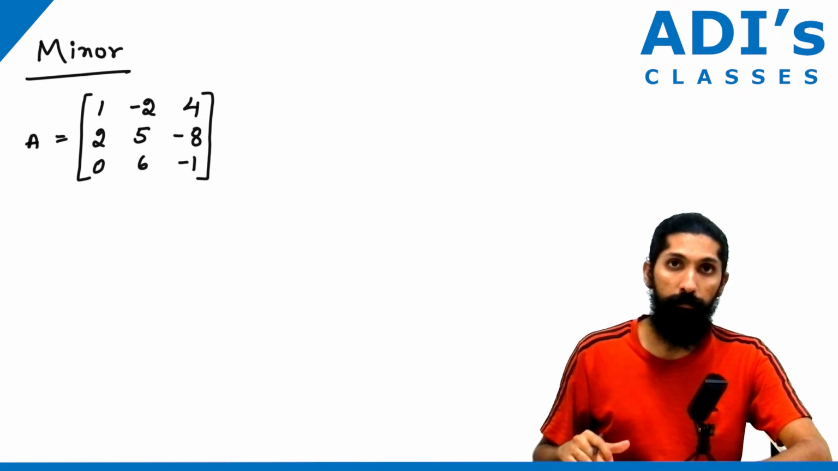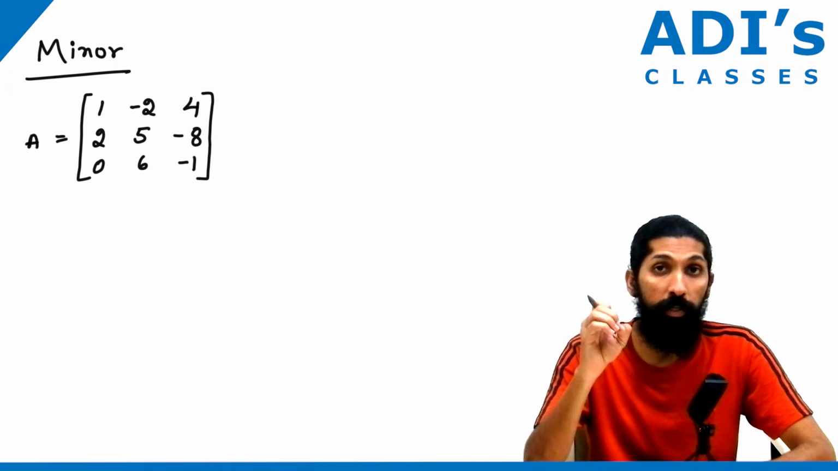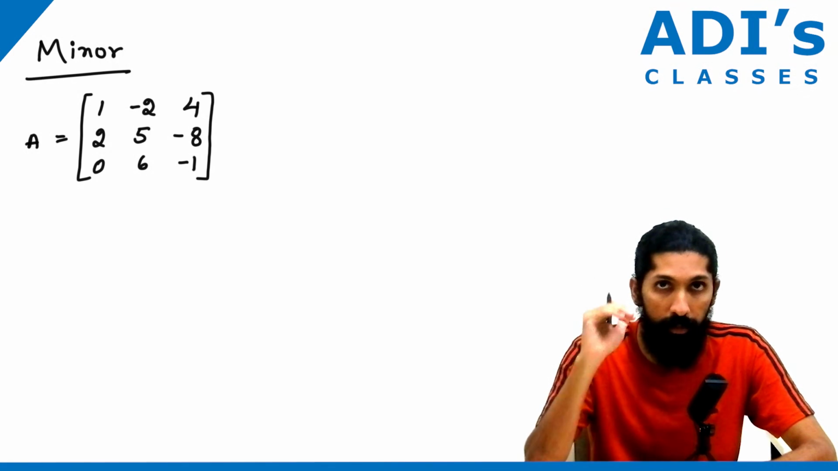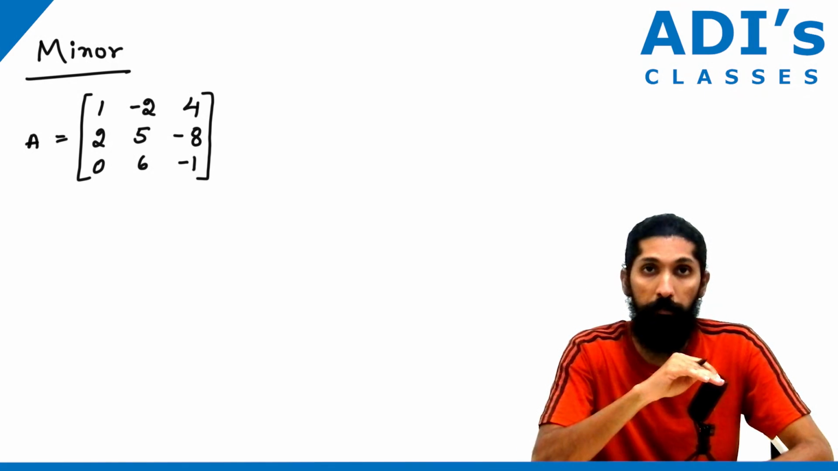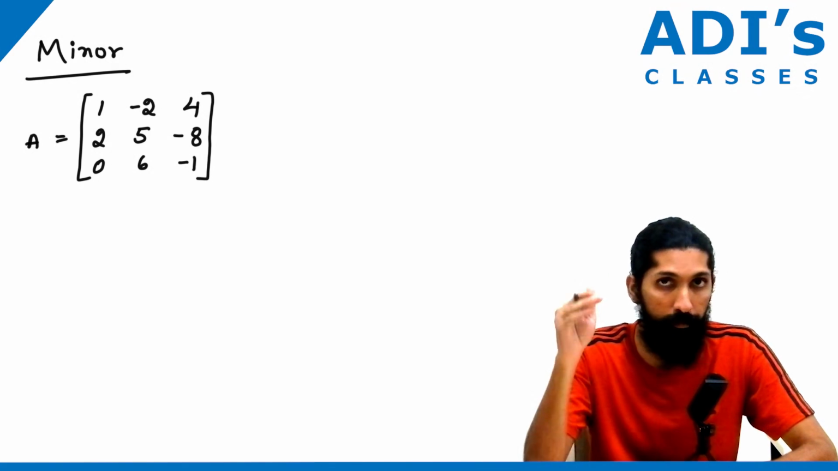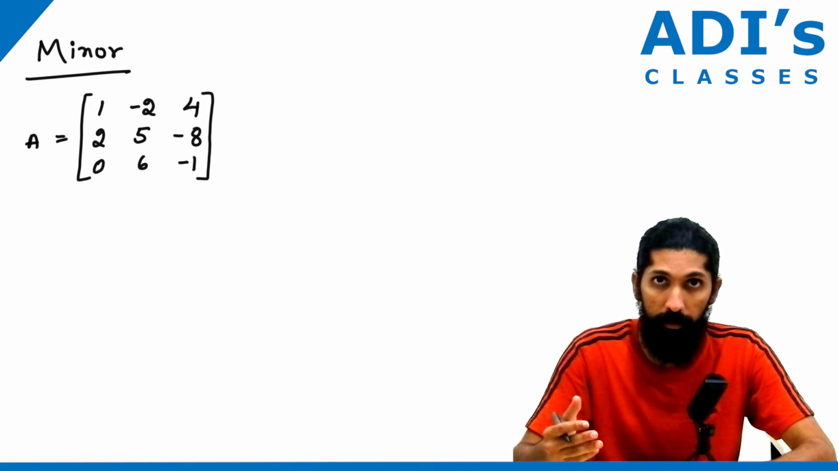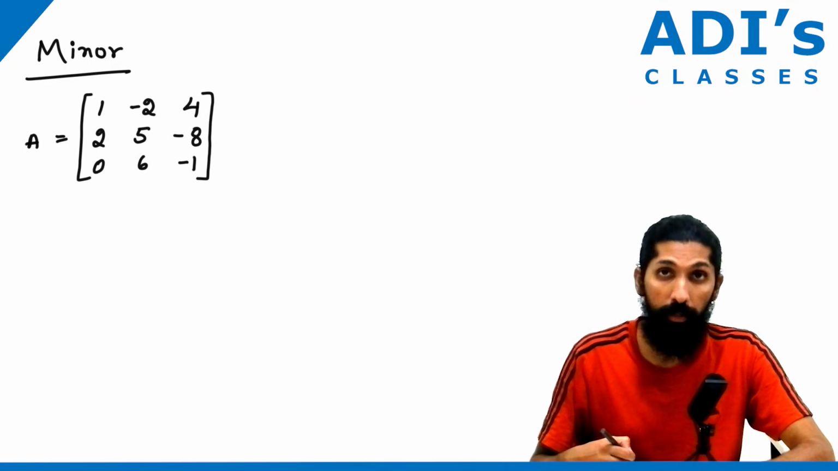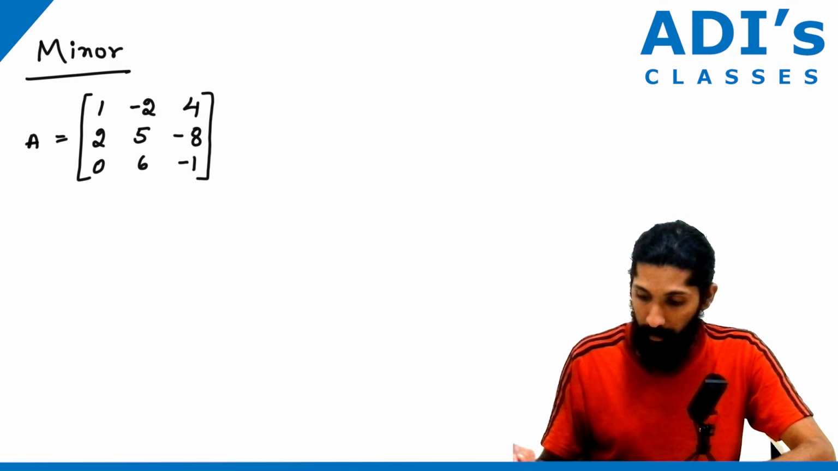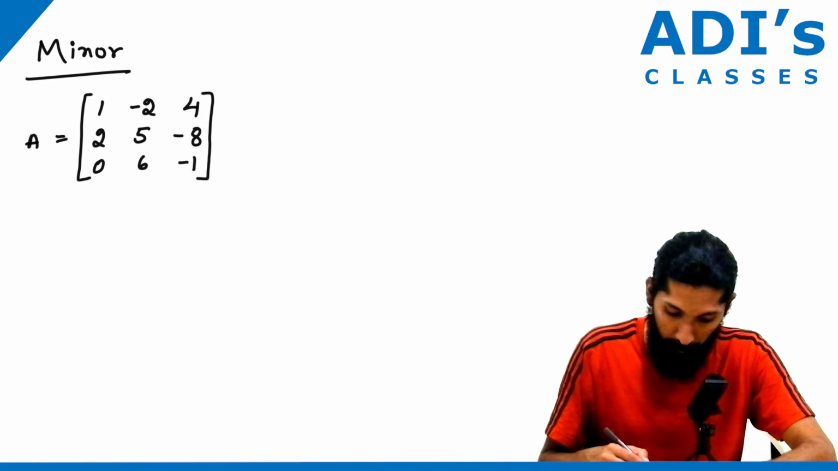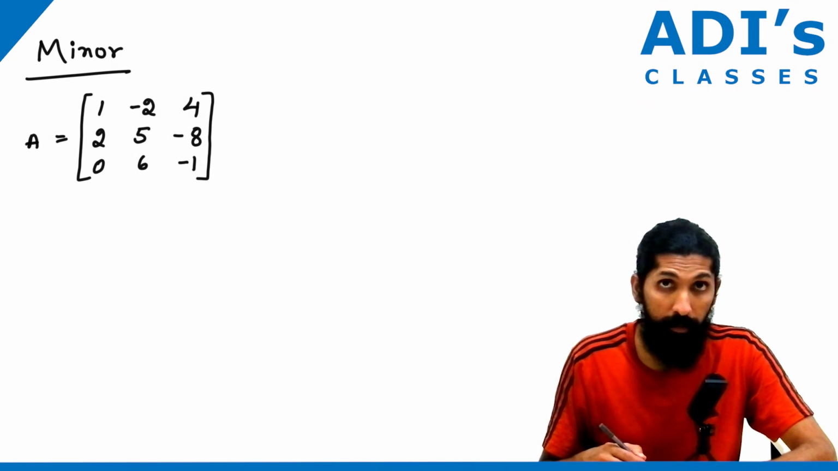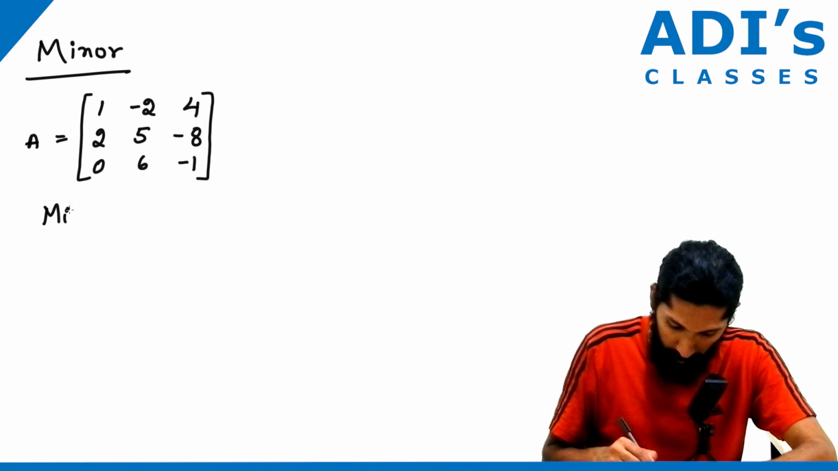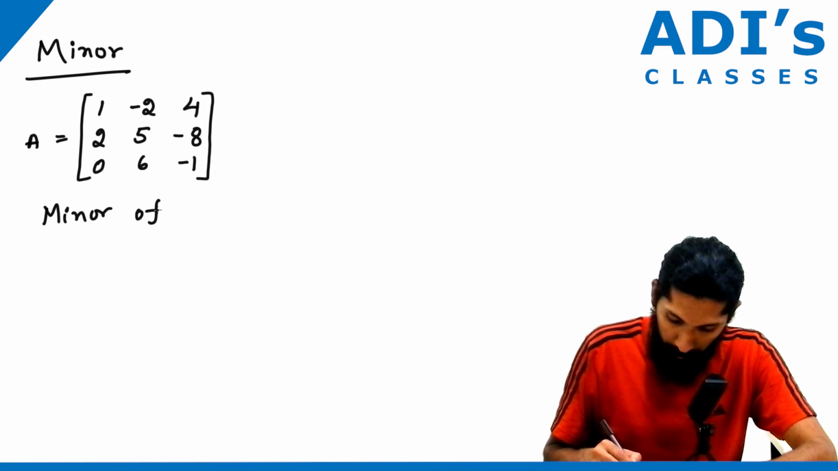Now, the minor of a particular element of a matrix is the determinant we take except that particular row and that particular column. Let me repeat it. We are going to consider one particular element. Let's assume that we are trying to calculate the minor of minus 8.